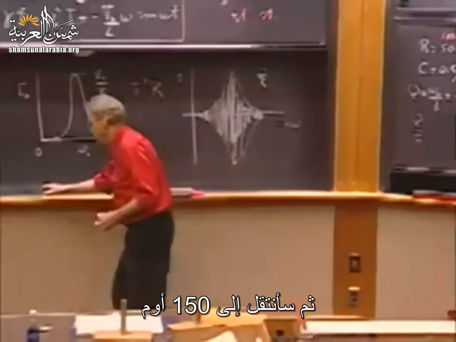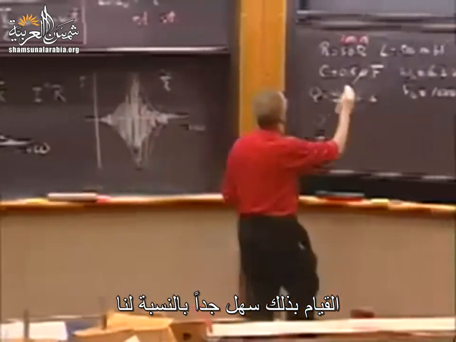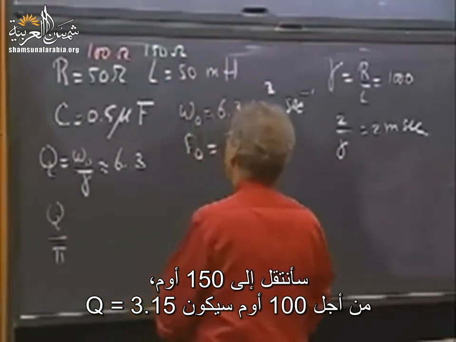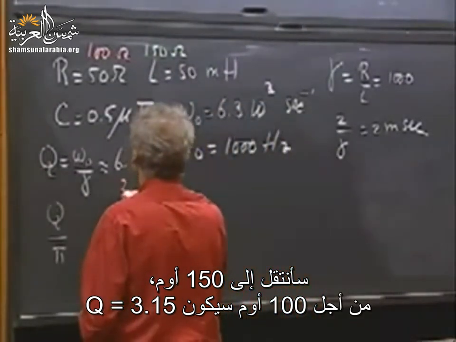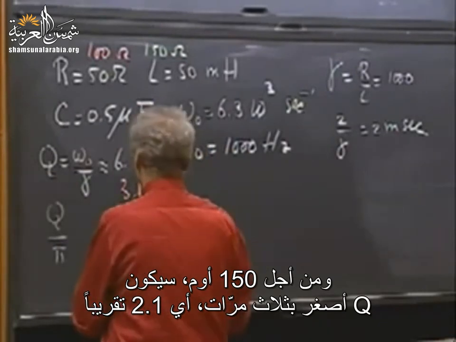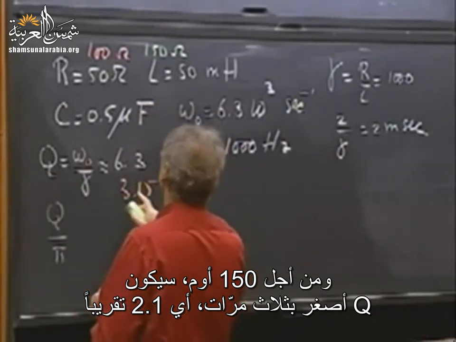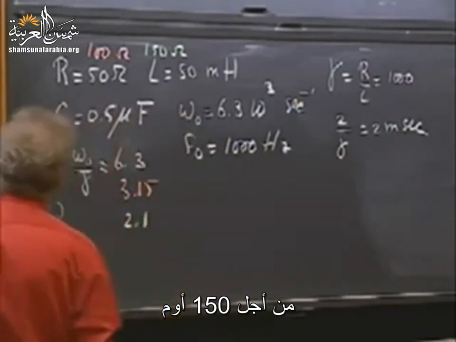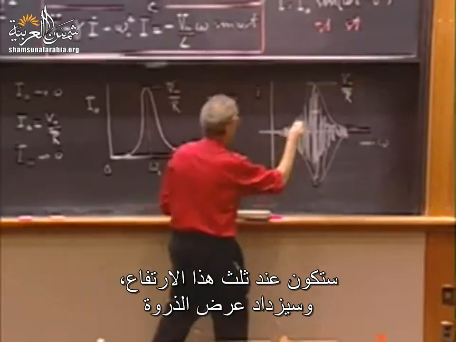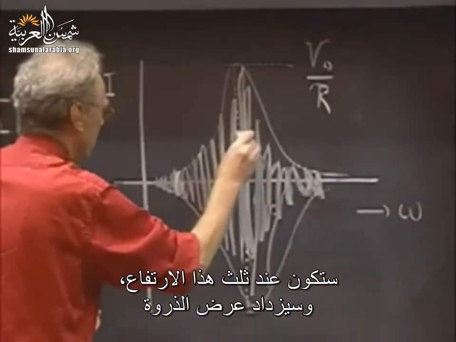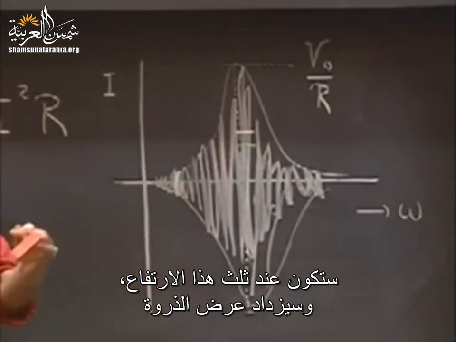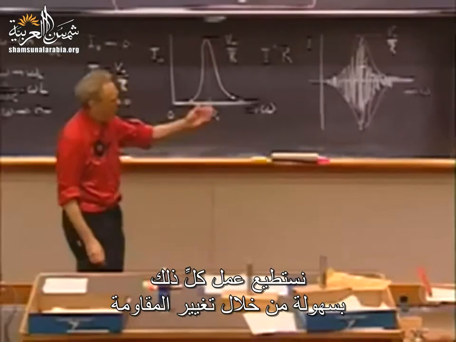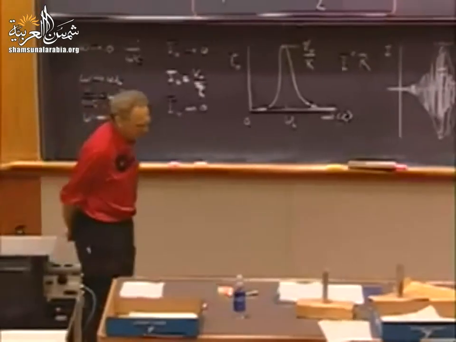And then I will go to 150 ohms. That's easy to do for us. So at 100 ohms, the Q is 3.15. And at 150 ohms, the Q is 3 times smaller. It's about 2.1. So at 150 ohms, it will be 1/3 of this height, somewhere here. And the peak will be broader. And all of that you get today very easily by changing the resistance.